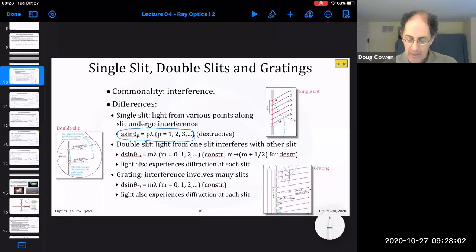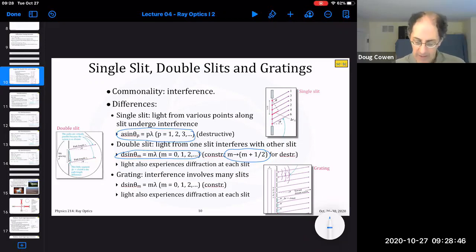For a double slit, light from one slit interferes with the other one. So the expression that we got looked like this for constructive interference. And in this case, we could analytically solve also for destructive interference by just replacing that integer m with m plus a half. That way the waves from one slit would have traveled a half integer number of wavelengths relative to the other, and you'd get destructive interference when they reach the screen. And in the double slit, the individual slits also experience diffraction. So you have to add those two effects together.